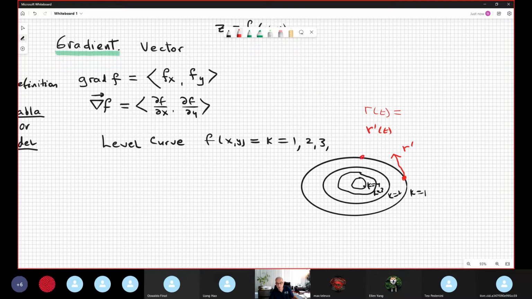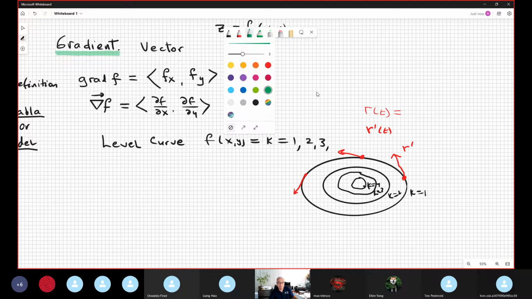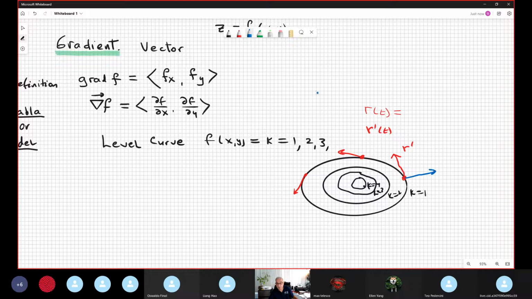Another point is like that. Another point is like that. However, our famous gradient that we study now is perpendicular. I don't know if it is in this direction or in this direction, but it is 90 degrees. I guarantee you 100%. Let me try to prove this.